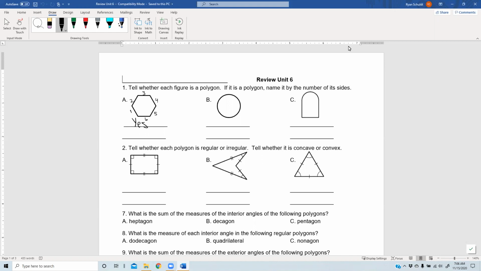Now, I saw a lot of people on this assignment just write down 6 sides. That's not a name. That'd be like calling a person 2 feet. Hey, 2 feet. That's not a name. A 6-sided polygon is called a hexagon.